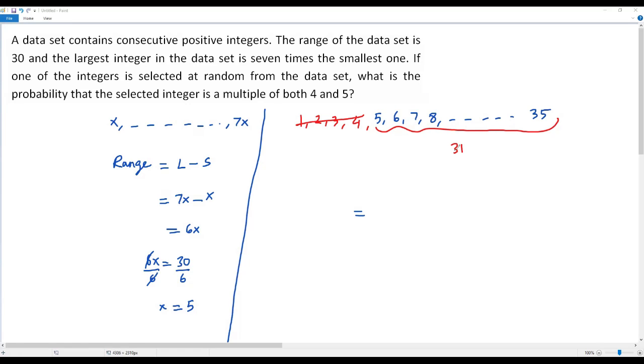Since we have 31 positive integers in the given data set, it has to be written in the denominator to get the probability. Since we have to find the probability that the selected integer is a multiple of both 4 and 5, we have to consider the integers in this data set which are multiples of both 4 and 5. There is only one integer, 20, which is a multiple of both 4 and 5. Since there is only one integer which meets the given condition, we write the 1 in the numerator. So 1 over 31 is the probability that the selected integer is a multiple of both 4 and 5.